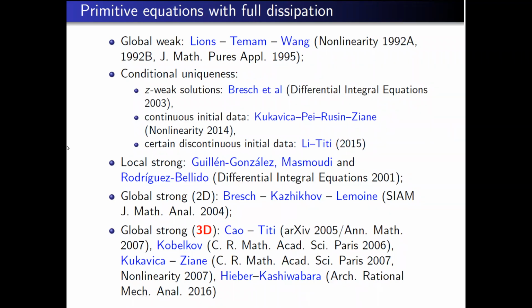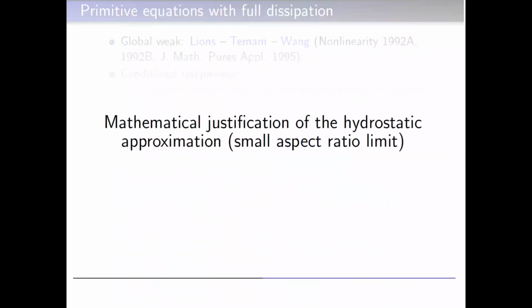There are other results in these directions, and I don't want to go and talk about all of them. For example, there is a result of Kukavica and Ziane for different boundary conditions, and there is also a result of Hieber and Kashiwabara, which is also about the L^p spaces. So this is becoming technical, as I said, but the breakthrough was basically by Cao and Titi. All right, so this is the background.